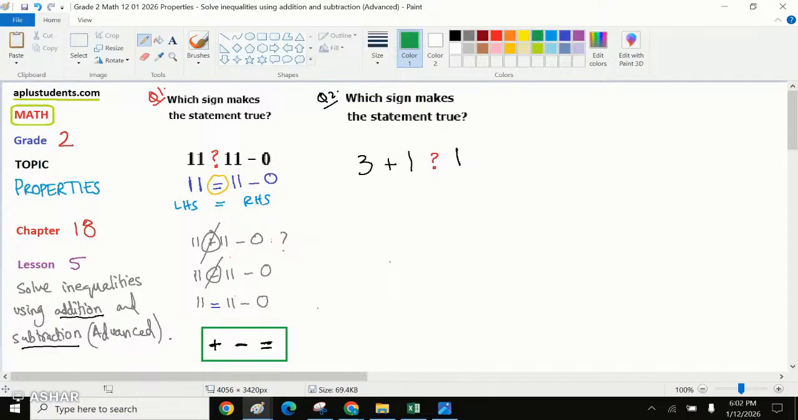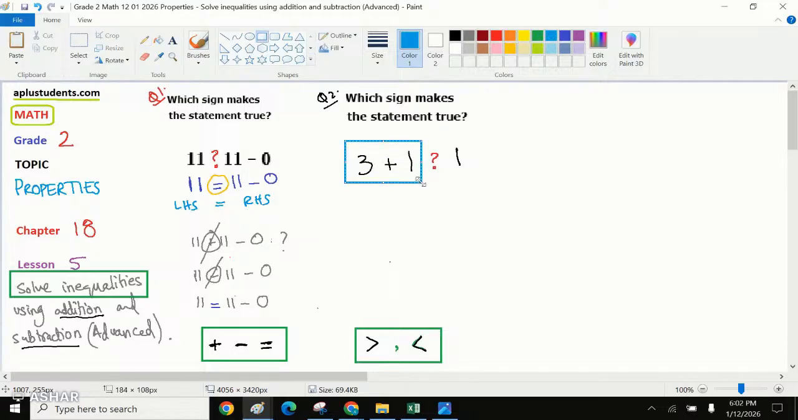The name of the topic is solving inequalities, right? So we know that in inequalities we have two more signs. We can either have a greater than, or we can say it's less than, right? The open mouth is always towards the greater value. This is another set of signs that we can use, because we can say that 3 plus 1, when 3 is added to 1, it becomes 4, right? And on the right side, it was 1.